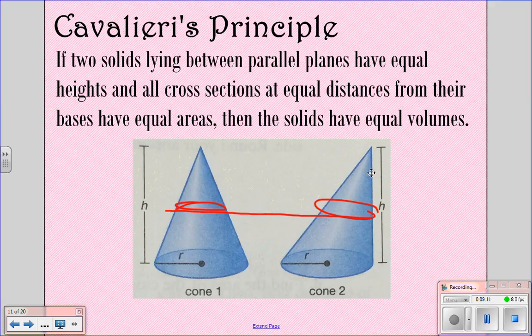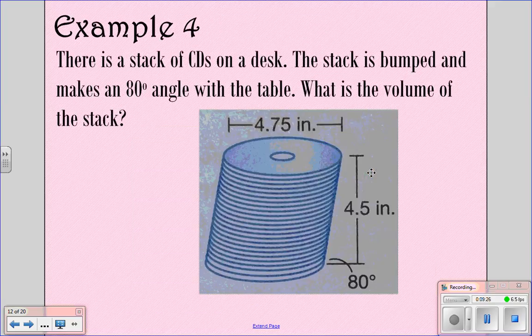We've kind of dealt with this with oblique figures where they've been tilted a little bit. The volume doesn't change when you have an oblique figure, okay? It just makes it tilted just a little bit. So we're going to use this example. There's a stack of CDs on a desk, and the stack is bumped and makes an 80-degree angle with the table. And it wants to know what is the volume of the stack.